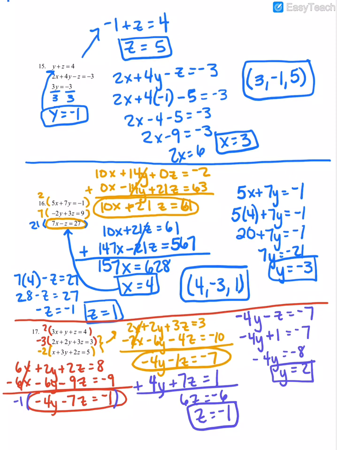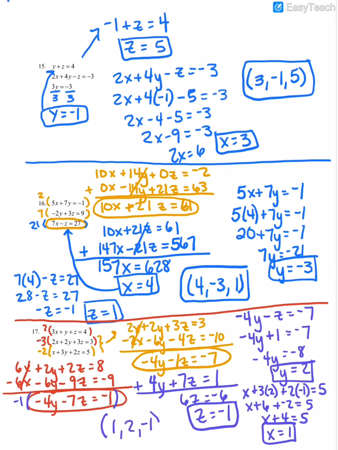I'm going to pick the bottom guy, I think, because then that x is by itself. So x plus 3 times 2 plus 2 times a negative 1 is equal to 5. X plus 6 plus a negative 2 is equal to 5. X plus 4 is equal to 5. Subtract 4, so x is 1. So my triple is 1, 2, negative 1.